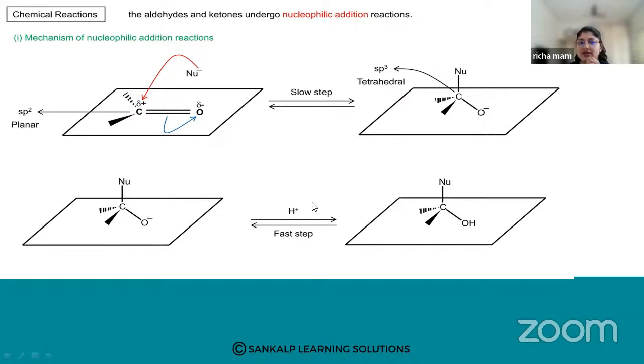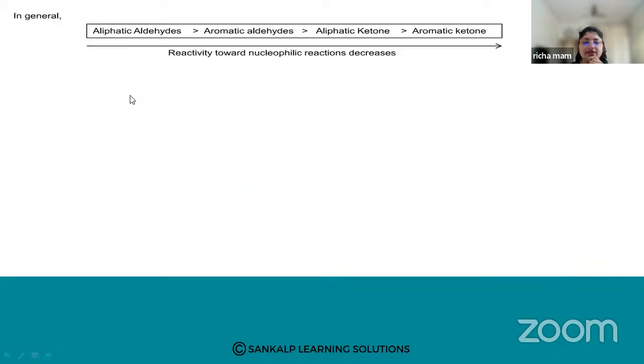So in the next step, what is happening? In the first step, the alkoxide ion takes up the proton and forms your product. So it forms an addition product. Fine. So this is what we have seen.